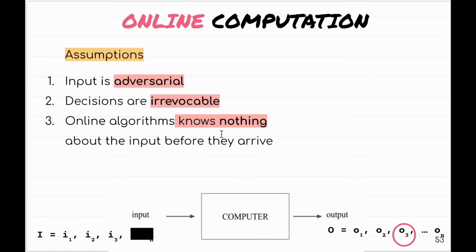And for the third relaxation, we can assume that the online algorithm knows something about the input. We can have an online algorithm na meron siyang lookup. So, even though you're just required to output, let's say, yung O sub 2 pa lang, you can get access to I sub 3. So, pwedeng single lookup, pwedeng multiple time lookup. So, that could also improve the competitive ratio of the algorithm.